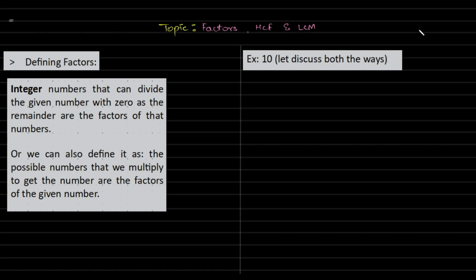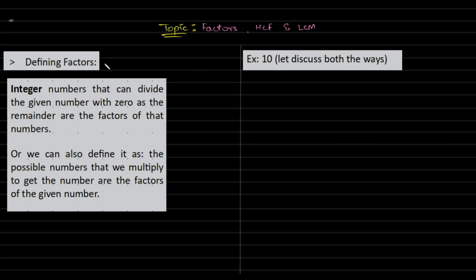Let's start off with the new topic: factors, HCF and LCM. Simpler topic, but the application is a lot. So this will be applied in a lot of places. We will be learning in this particular sequence, starting off with factors, and there are a few things which we'll learn under that.